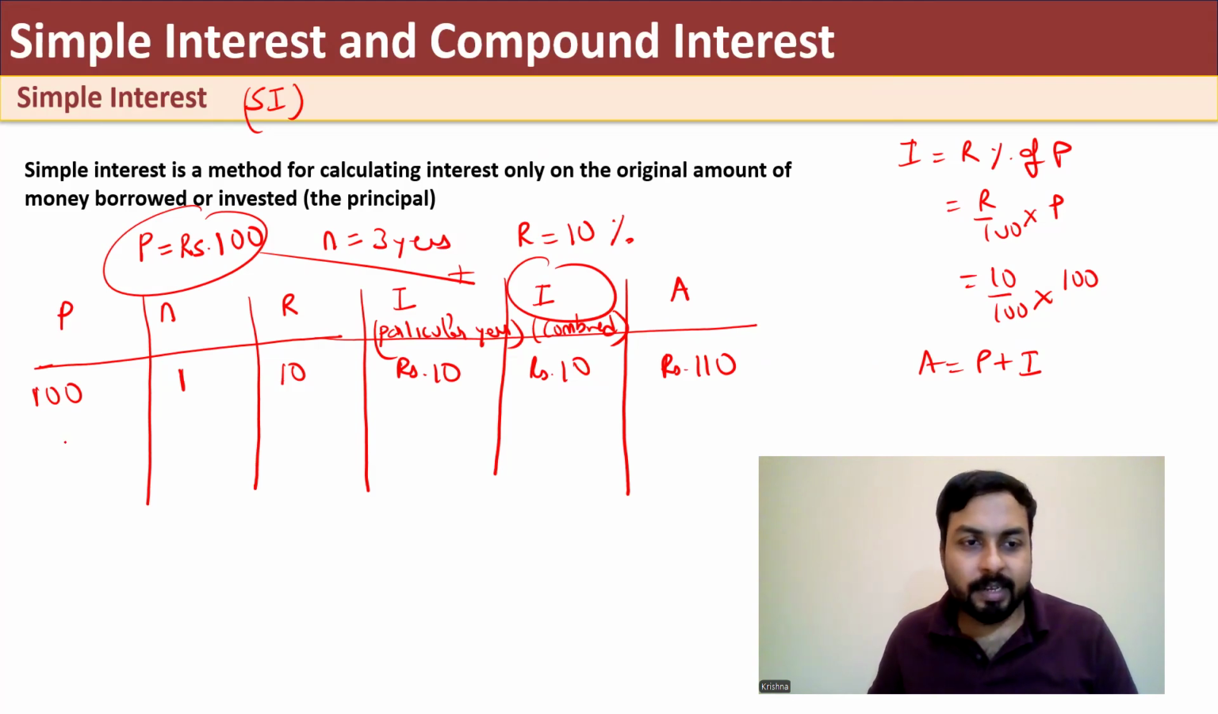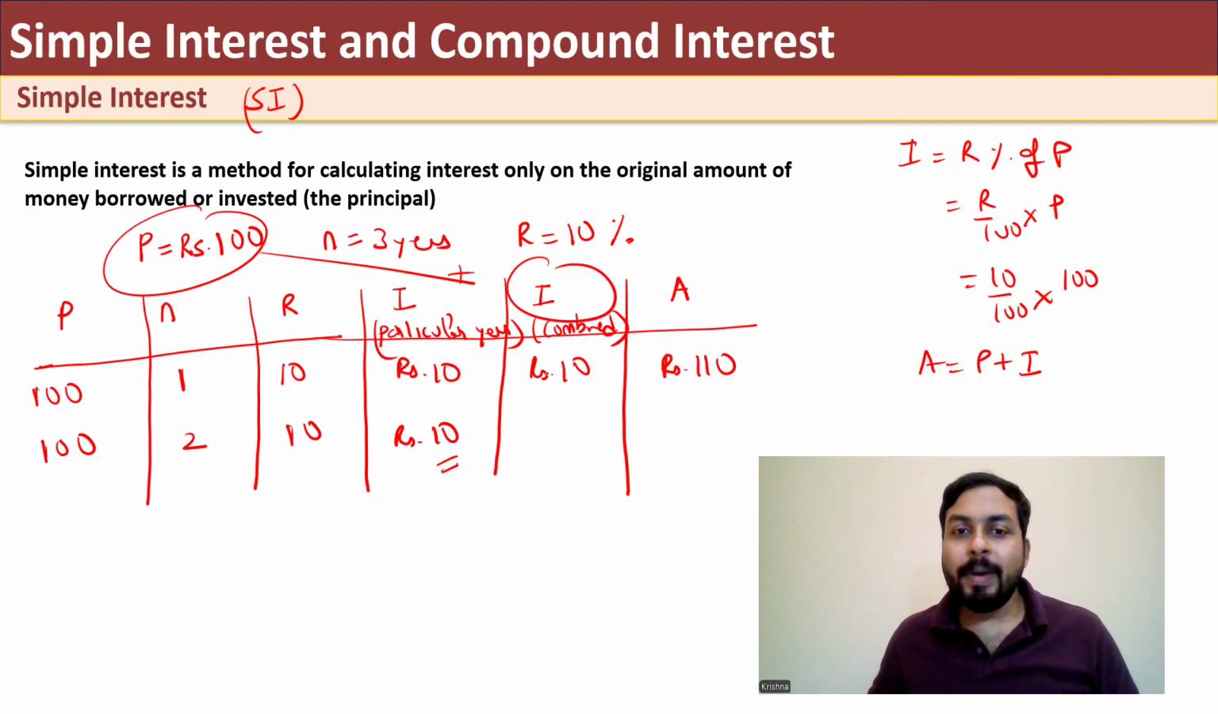Let's see the second year. 100 rupees of principal. We are talking about the second year. The rate of interest is 10%. So how much do I have to pay for that particular year? 10% of P, which is 10 rupees. For that particular year, I need to pay 10 rupees. So what is the combined interest so far? The previous year's interest and this year's interest combined is 20 rupees. And what is the amount? Amount is principal plus interest. So 120 rupees.